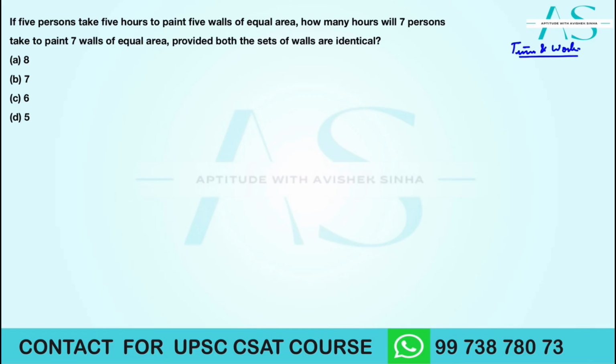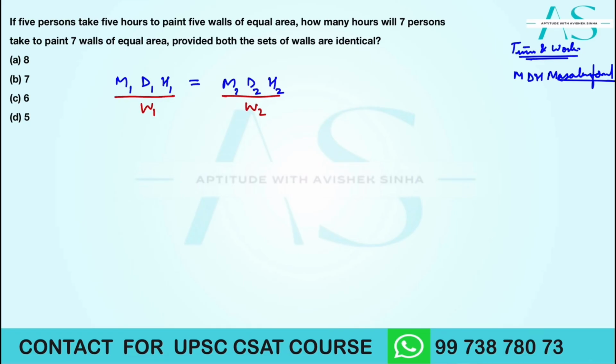And to solve this, we'll use our famous MDH masala formula. Basically, MDH here indicates men, days and hours doing a particular set of work. And the tagline is MDH MDH. So it is M1 D1 H1, M2 D2 H2. Now, whatever work is done, it will go in the denominator. So work done is at the denominator. This is your complete MDH masala formula.